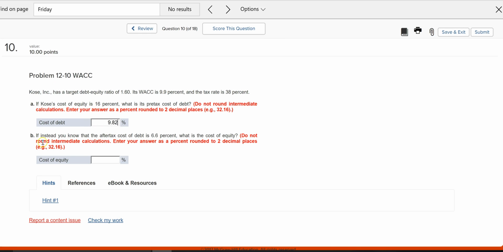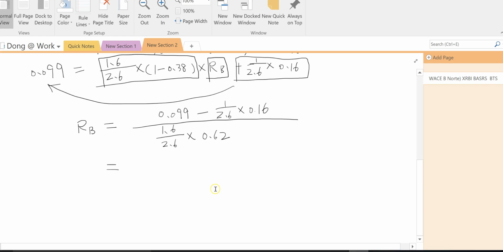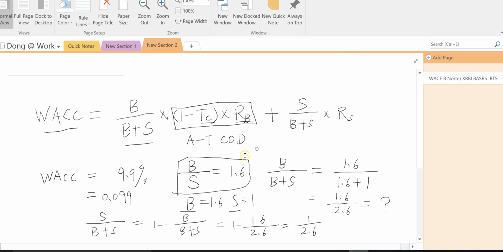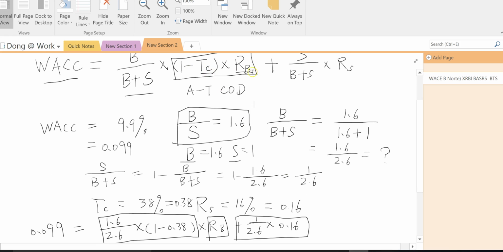And part B, if instead you know that the after-tax cost of debt is 6.6%, what is the cost of equity? So now instead of knowing RS, we actually know RB. We actually know 1 minus TC times RB, right? This is the after-tax cost of debt. So we know that. So now, let me go back to this equation here. This equals 6.6%. So it's gonna equal 0.066. And that's my 1 minus TC times RB.